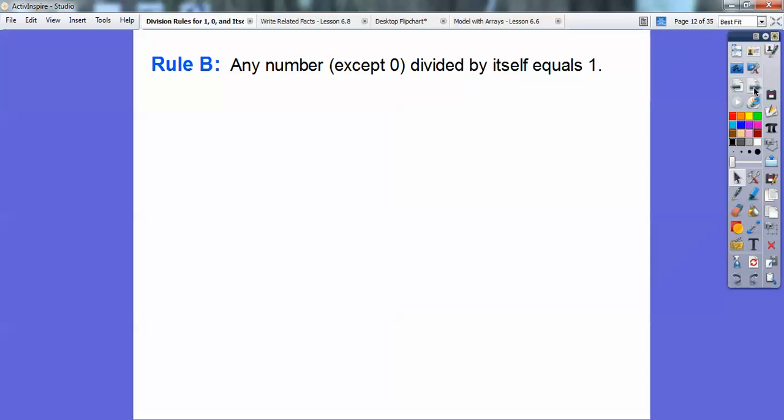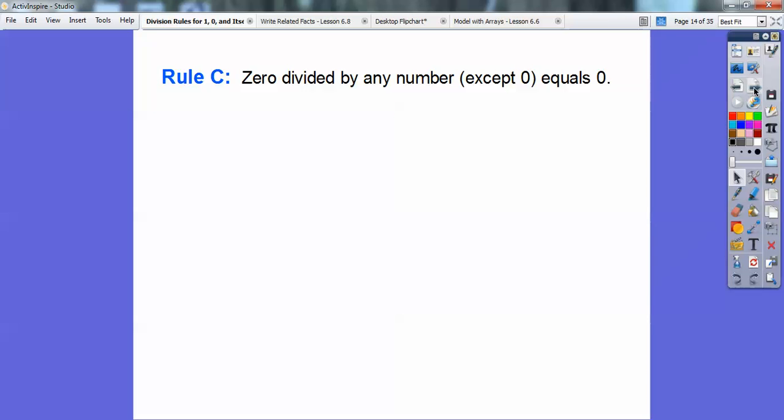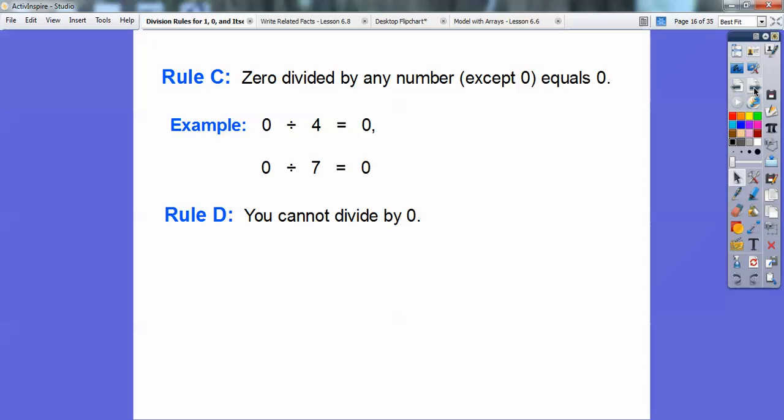So here's the second rule. Any number except 0, we'll talk about that in just a minute, you guys, divided by itself equals 1. So any number divided by itself equals 1. 4 divided by 4 equals 1. 7 divided by 7 equals 1. 1,000 divided by 1,000 equals 1. Any number divided by itself equals 1, okay? So 0 divided by any number except 0, again, we'll talk about that in just a second, equals 0. So 0 divided by 4 equals 0, 0 divided by 7 equals 0.